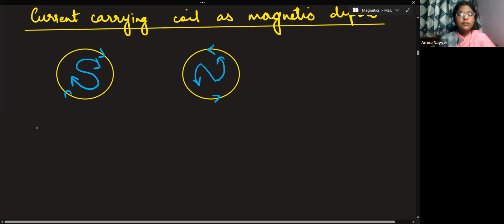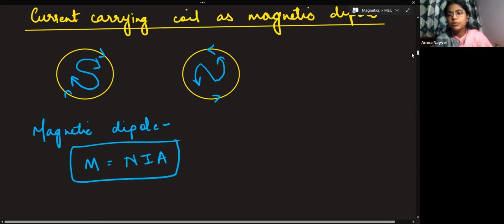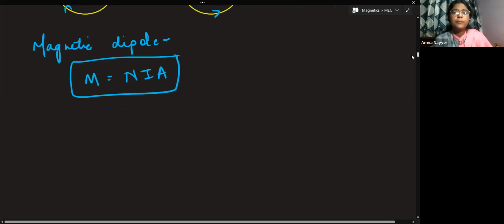Now one formula that you have to remember for magnetic dipole is M equals NIA. This formula. I'll show you how we use it in questions. We'll do a very simple question today.